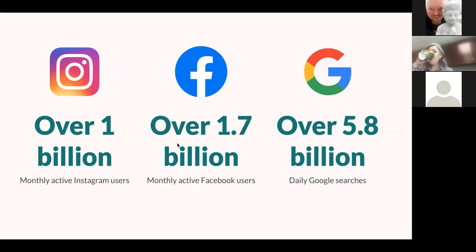And then Google, of course. There are other search engines out there, but Google's the big bully on the block. It's 5.8 billion daily Google searches. So that is a ton of searches out there. It's a ton of use. We all use it. Everyone uses it. We use it for maps. We use it for searches. We use it for all kinds of things in our daily life.